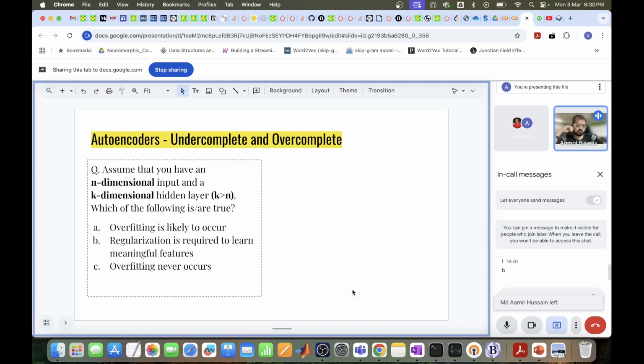Okay, so maybe A and B is actually correct, right? And we'll talk about why this is right. Basically, what I'm saying is that when you have an overcomplete autoencoder, overfitting is likely to occur, right? Which of course means that option C is not possible. And in fact, if option A is true, then a corollary of option A is that option B is also going to be true, right?